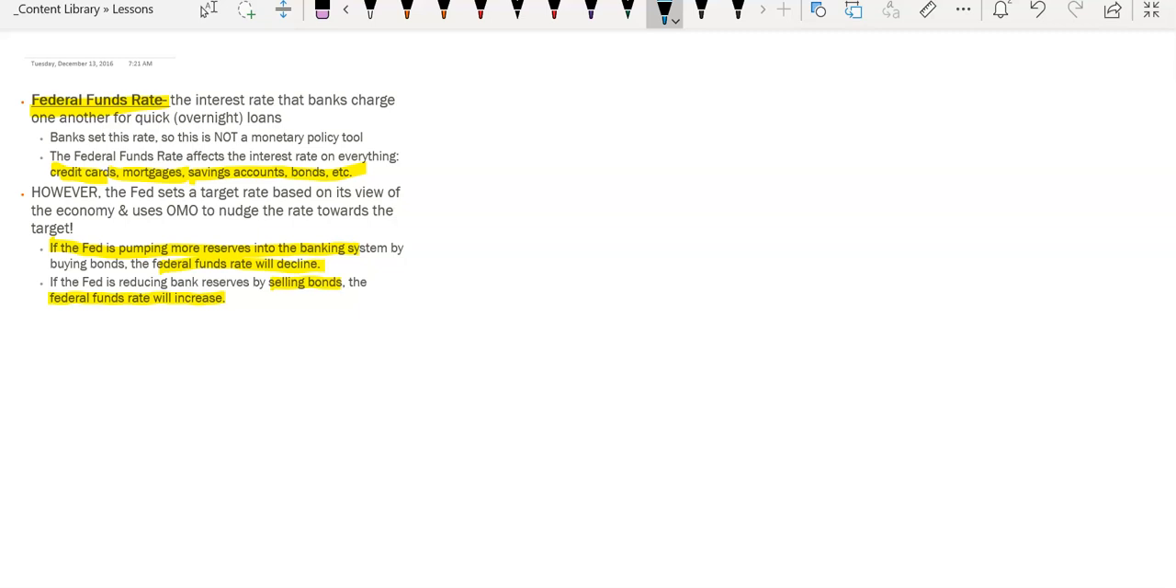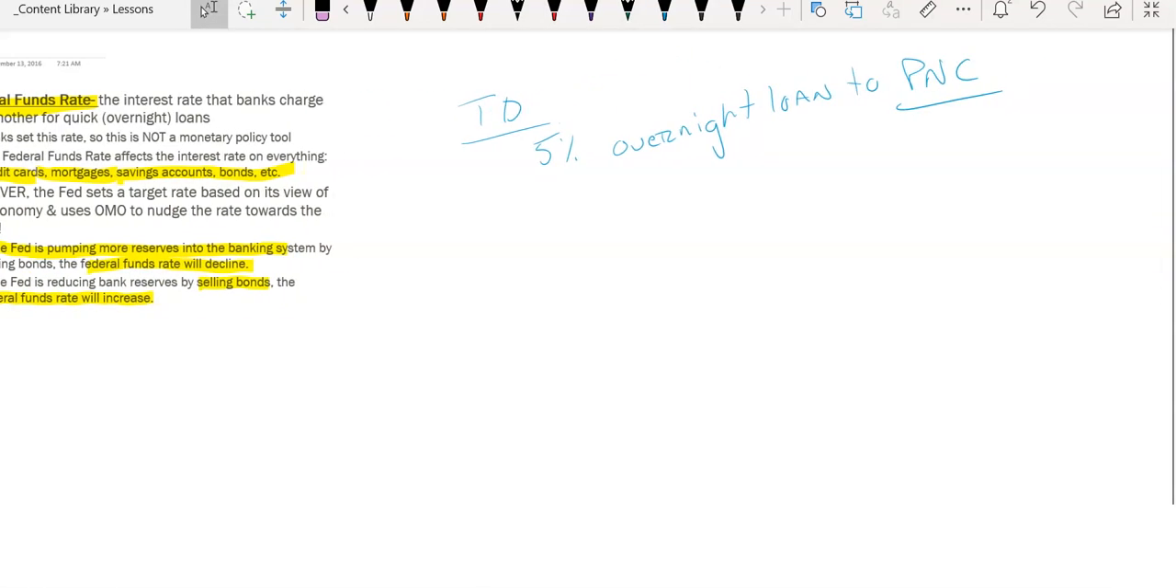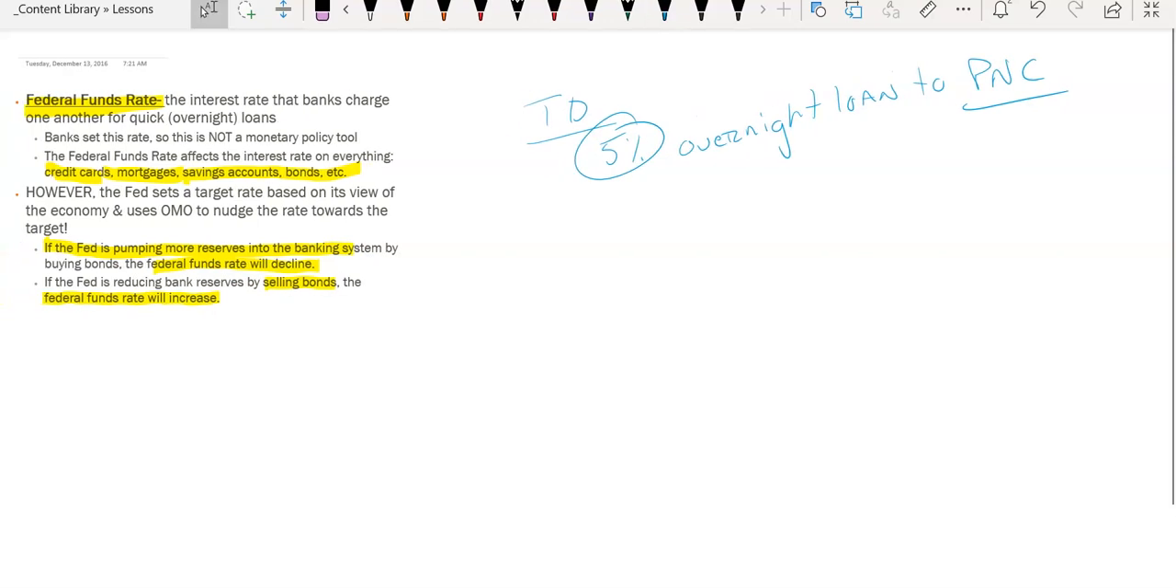Because if the federal funds rate is decreasing, so let's say a bank before any open market operations, let's say TD would charge 5% for an overnight loan to PNC. Maybe that's a bit steep for PNC, so PNC is going to hold money in their excess reserves and not loan out all the money they have because they're worried about having to pay that 5%. It's going to dampen down deposit creation. It's going to dampen down the growth of the money supply, and that's not what the Fed wants.